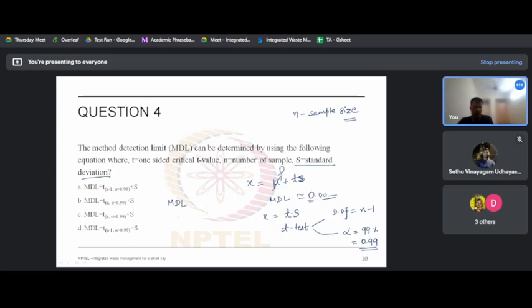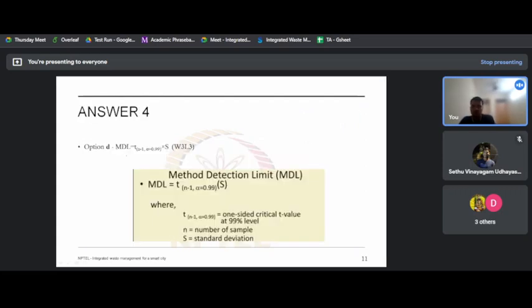So the MDL, which is X here, is T with the degree of freedom n minus 1, sample size minus 1, and alpha of 0.99, operated with the standard deviation of the test values. We can see that in the last option, option D, T of n minus 1 and alpha of 99% into the standard deviation. Coming to the next slide, that is the answer: option D, T of n minus 1, 99% alpha into S.